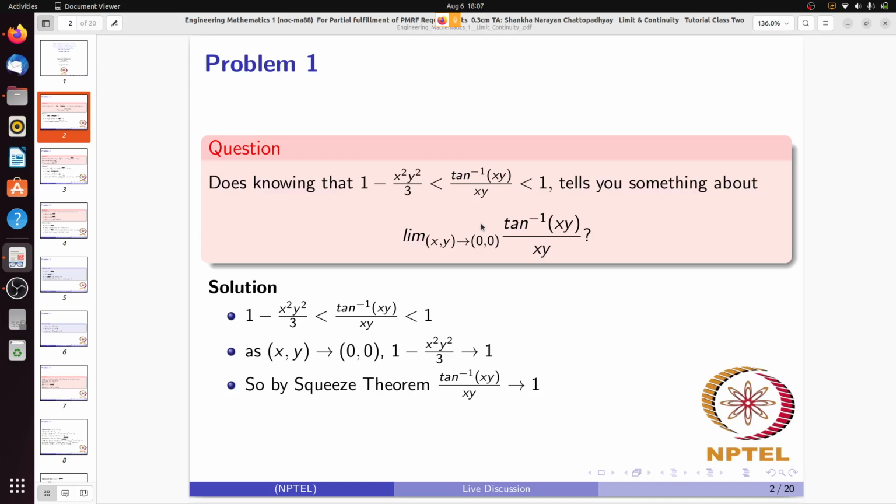So the left hand side, as (x,y) tends to (0,0), is approaching 1. But the right hand side is already a constant, so whatever limiting value you take, the limit of 1 as (x,y) tends to (0,0) will remain 1. So for tan inverse xy divided by xy, the left hand side is tending towards 1 as (x,y) tends to (0,0), and the right hand side is also tending towards 1.